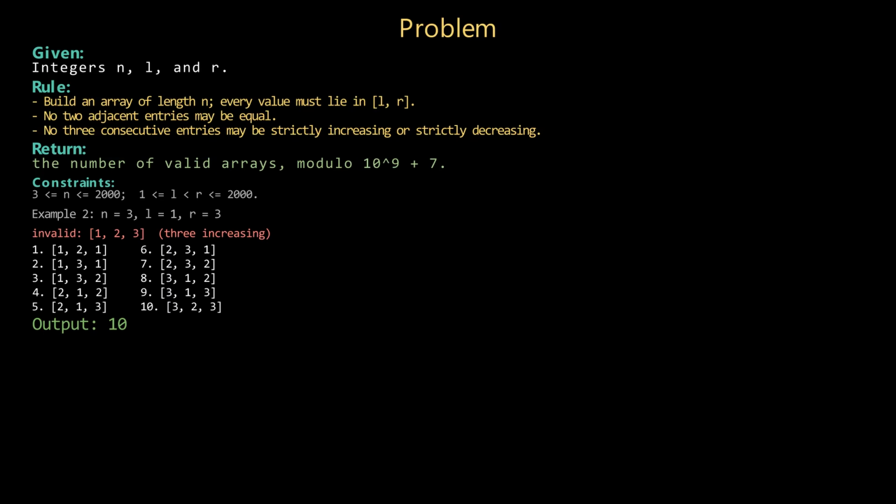Example 2, l is 1 and r is 3, so each slot has 3 choices. Many triples still break the rules. 1 2 3 is 3 strictly increasing values. 10 arrays satisfy every rule, each valid one appears in the list, so the output is 10.